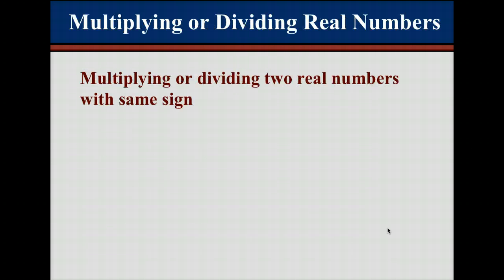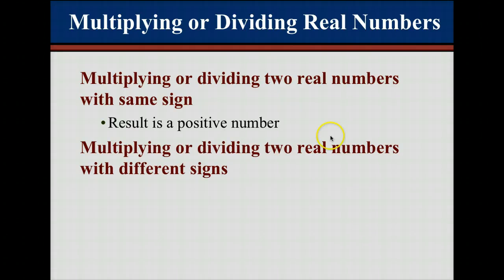Multiplying or dividing real numbers. Multiplying or dividing two real numbers with the same sign, the result's going to be positive. It doesn't matter if that same sign is both negative numbers. The fact that they're both the same sign, the result's going to be positive. Now if they've got different signs, your answer is going to be a negative number.